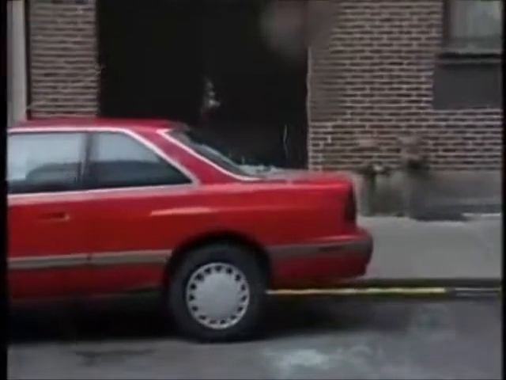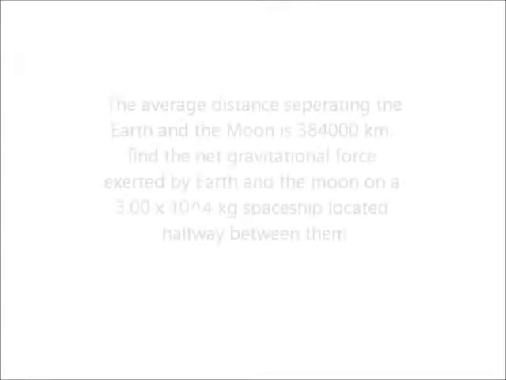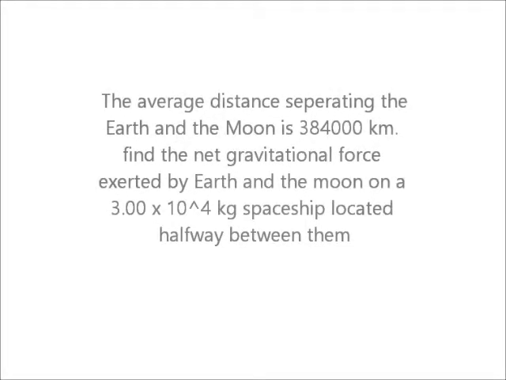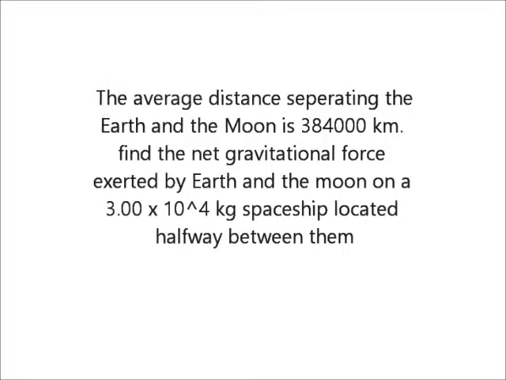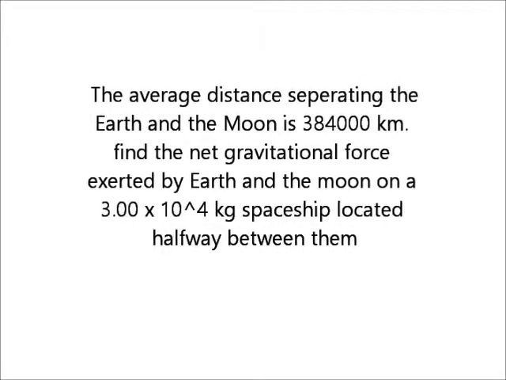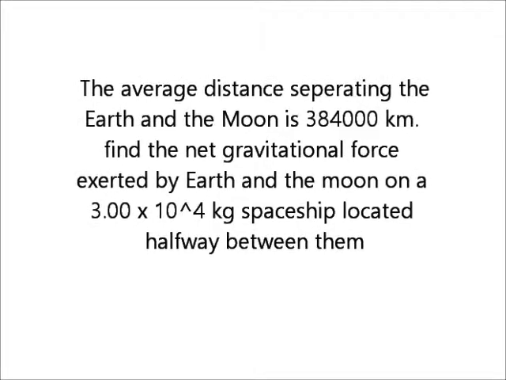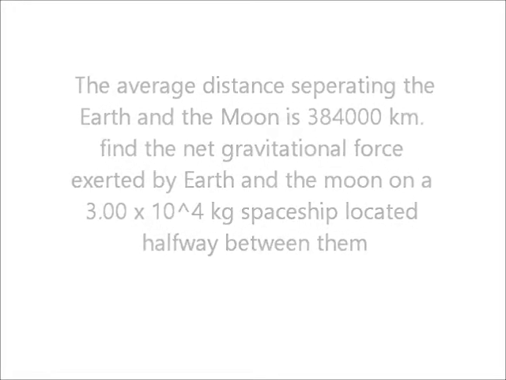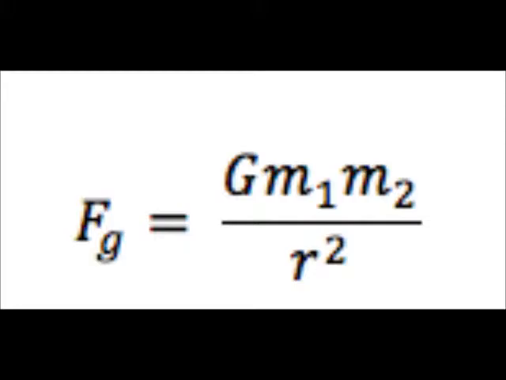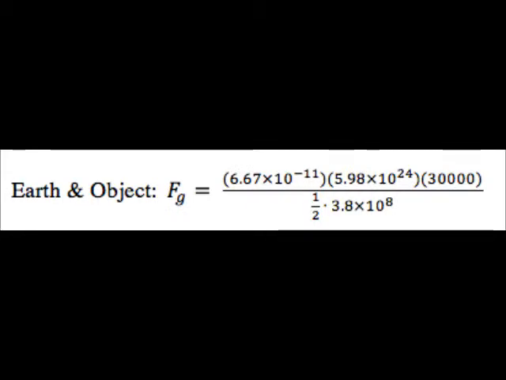Here's another practice problem. The average distance separating the Earth and the Moon is 384,000 kilometers. Find the net gravitational force exerted by the Earth and the Moon on a 3 times 10 to the 4th kilogram spaceship located halfway between them. To solve this problem, we use the equation Fg equals capital G times m1 times m2 divided by r squared. Then plug in half of the distance between the Earth and the Moon for the r, the Earth's mass, and the spaceship's mass. This will give us the gravitational force exerted on the spaceship by the Earth.